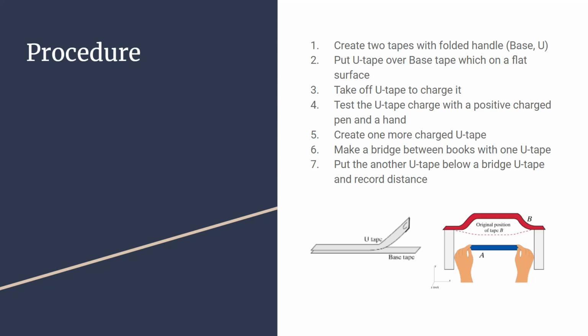And I created one more charged U tape, repeating the 1, 2, 3, 4 procedure, and I made a bridge between the books with one U tape like the picture below, and I put another U tape below the bridge U tape and recorded the distance with the ruler.